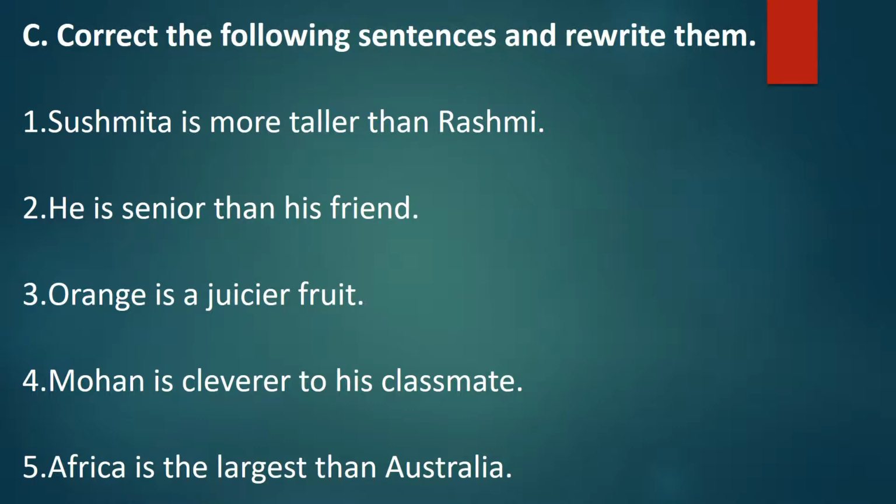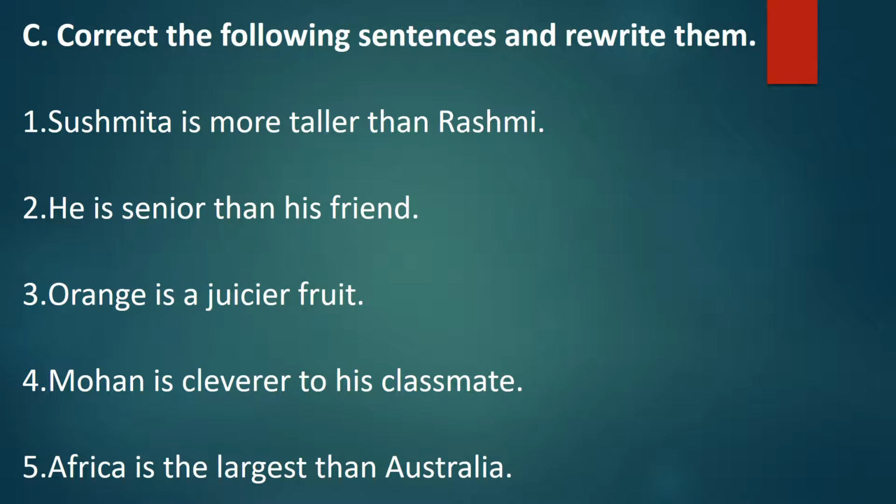Now the third sentence is, orange is juicier fruit. So what will come? Orange is a juicy fruit. We are only telling about the one fruit. So the positive degree of the adjective will come. Orange is a juicy fruit.